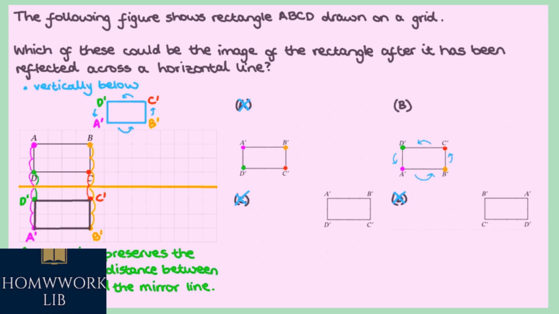If we consider the position of the vertices for options A and B, we see that the vertices are in the correct position and order for option B, whereas they are in the wrong position for option A. So option B is the correct answer. The rectangle in this diagram could be the image of the original rectangle after it has been reflected across a horizontal line.